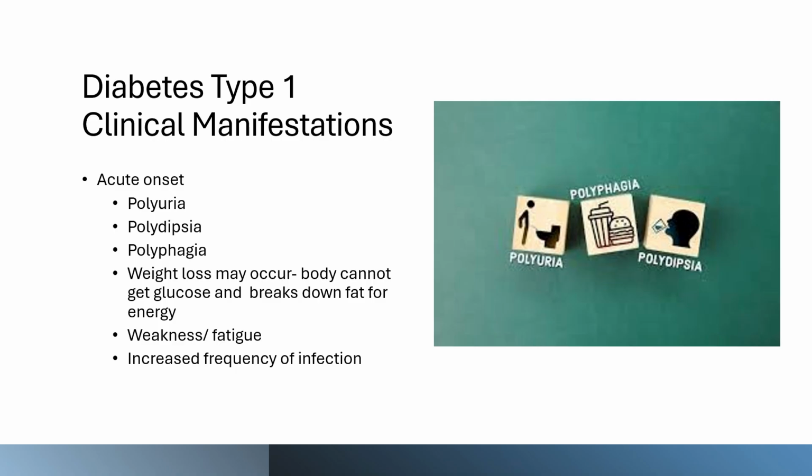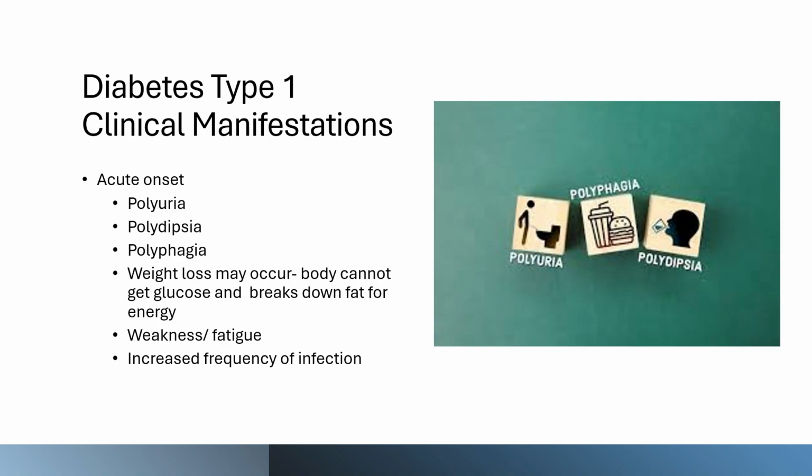So the type 1 diabetes clinical manifestations, like I said, it's an acute onset. They have the three cardinal signs, classic symptoms, which are the three P's. So they have polyuria, meaning I pee too much, polydipsia, I drink too much, and then polyphagia, I eat too much. So I drink too much, I eat too much, and I pee too much.